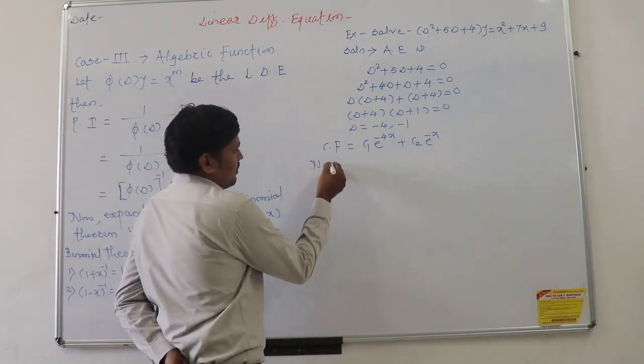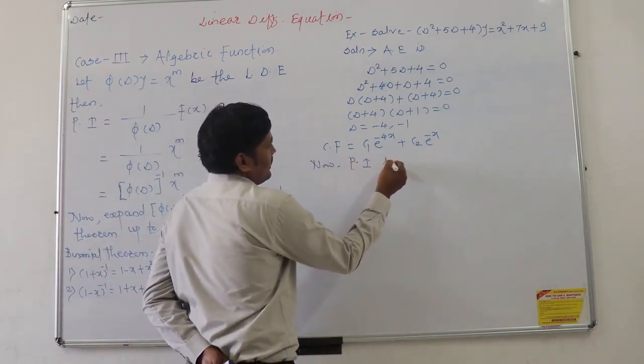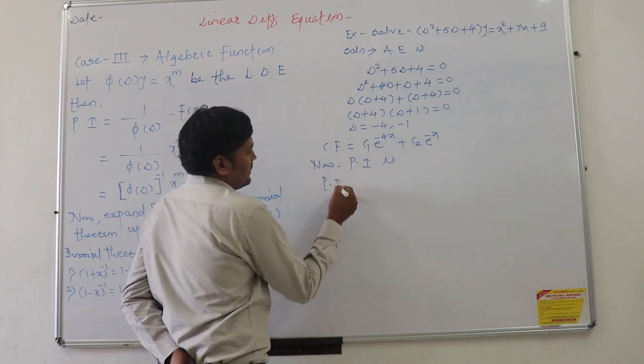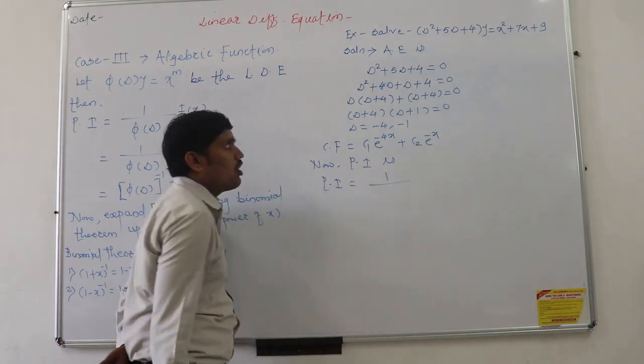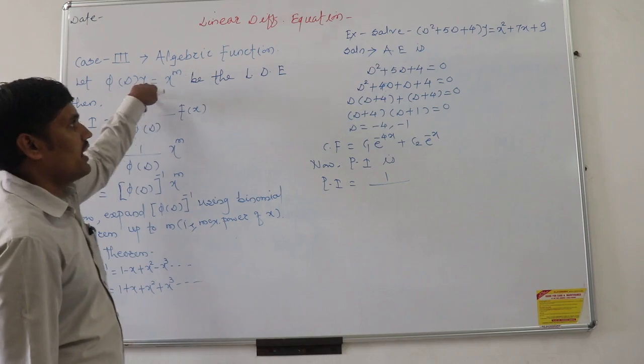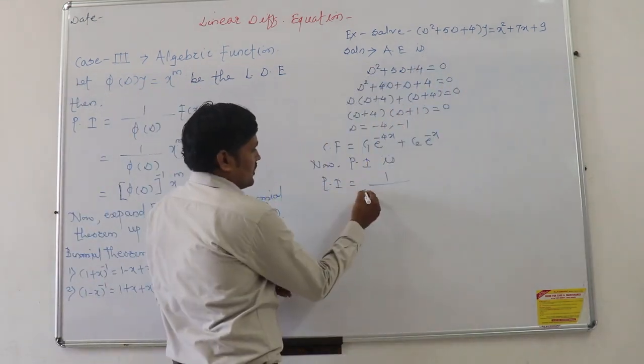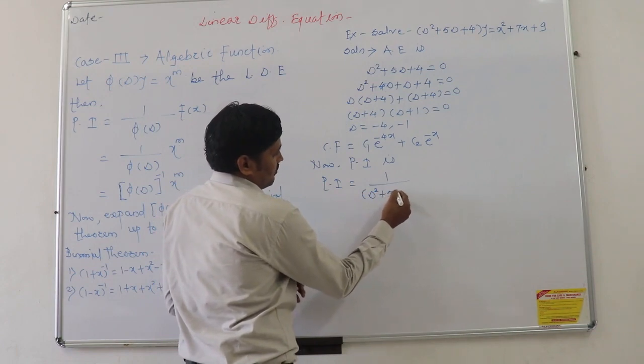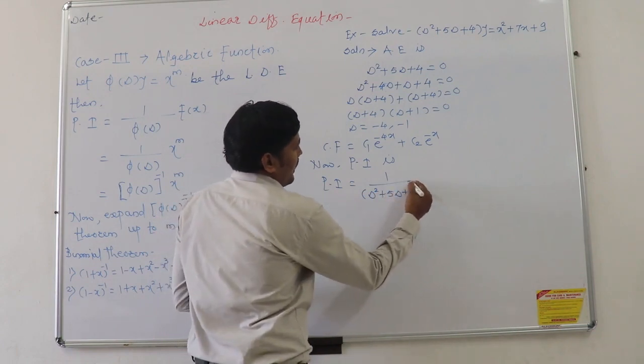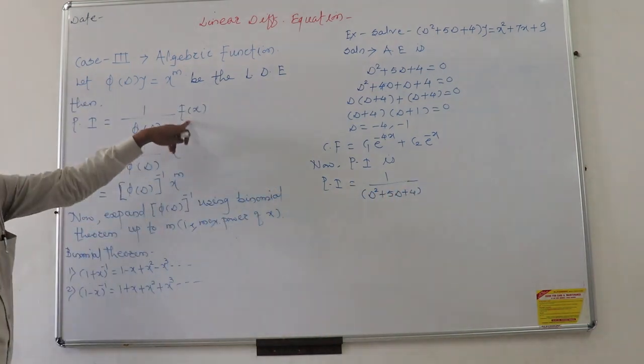So the particular integral is equal to 1 upon phi of D. Phi of D is the coefficient of y. So here phi of D is d square plus 5d plus 4. So this is phi of D into f of x. F of x is the right hand side.